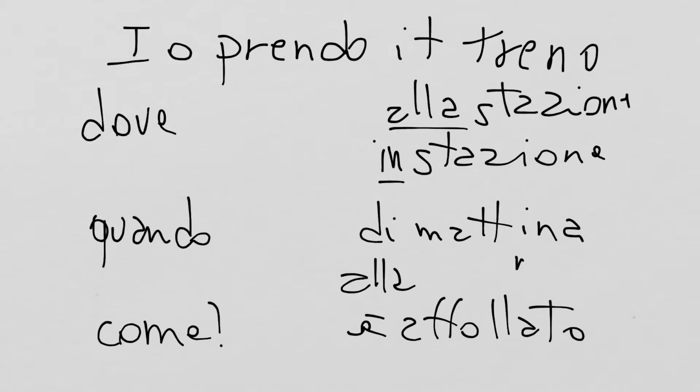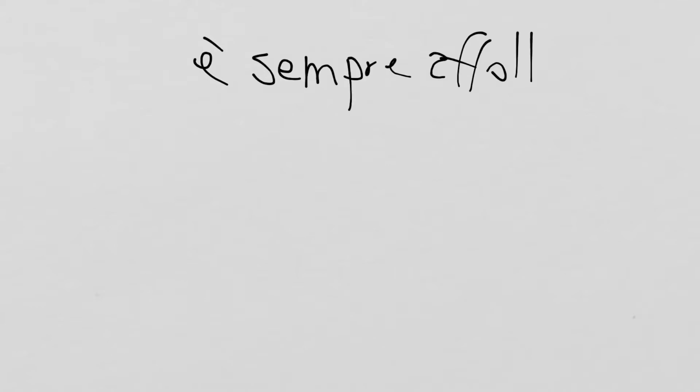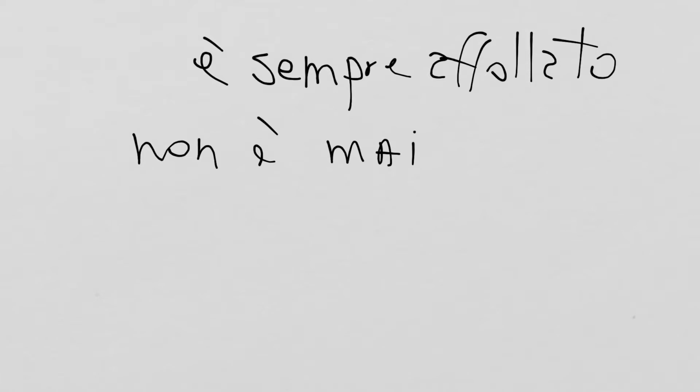And you can include this as a second sentence. Io prendo il treno alla stazione alla mattina, period. Il treno alla mattina è sempre, always, affollato. È sempre affollato. What if you were one of the lucky people who instead always finds empty trains? Non è mai, never, affollato.